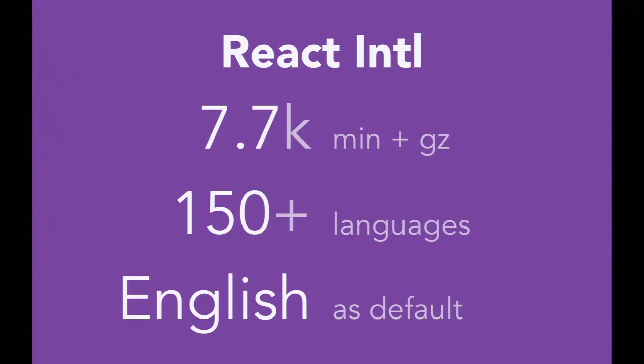So this is some more details about the library. React-Intl, it's pretty small. You get all this for 7.7K. If you were to pull down Moment.js, it's like 11K. We support 150 languages with this, which I'll explain how we do that. Nice little trick we have. And English is in there by default. So if you don't care about other languages, this thing's already built for you.